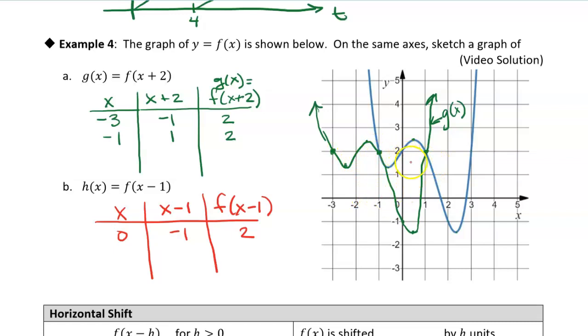0, -1. Oh, sorry, 0, 2. Right, it's going to be here. So this point got shifted over by 1 now, but it got shifted to the right. Again, it seems a little counterintuitive. When we subtract 1, it shifts it to the right, which is in the positive direction. That's just the way changes to the input work.